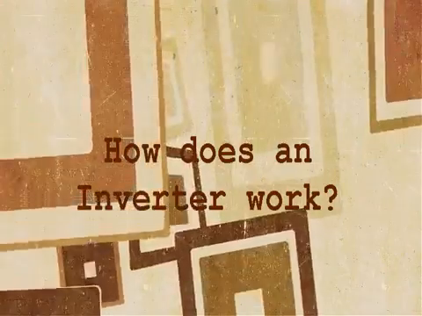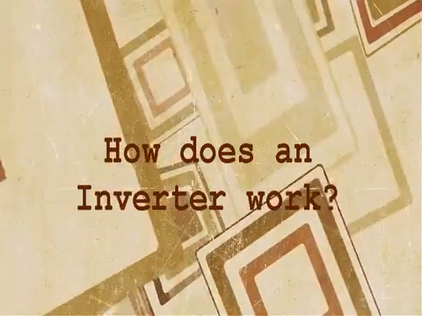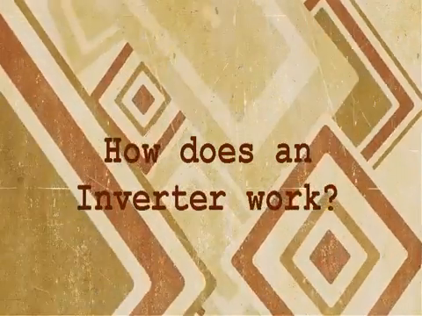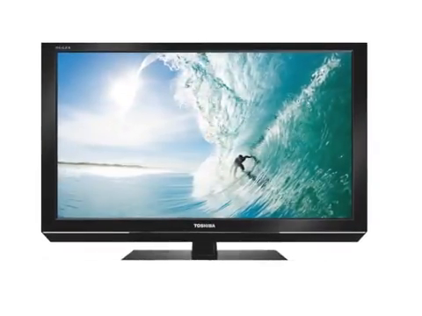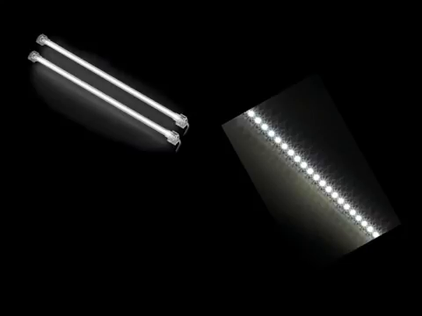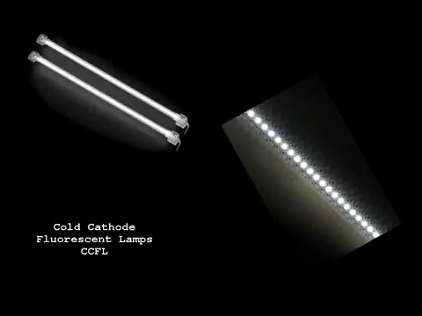How does an inverter work? Any picture displayed in an LCD technology device requires an independent light in order to be seen by the eye. Nowadays, there are two different ways to produce that light. One is through cold cathode fluorescent lamps, and the other is based on LEDs.